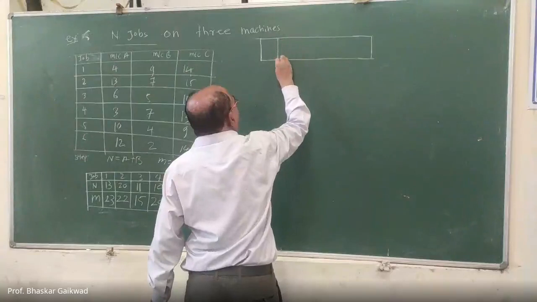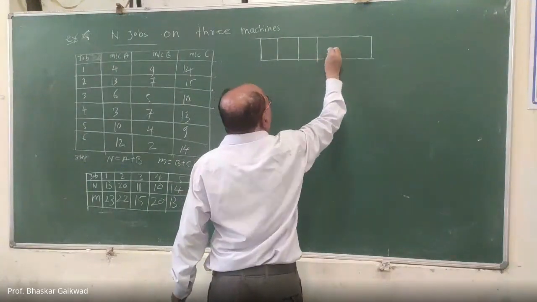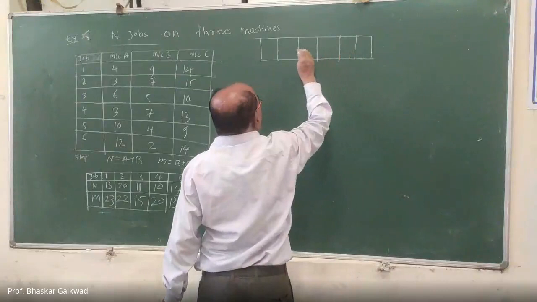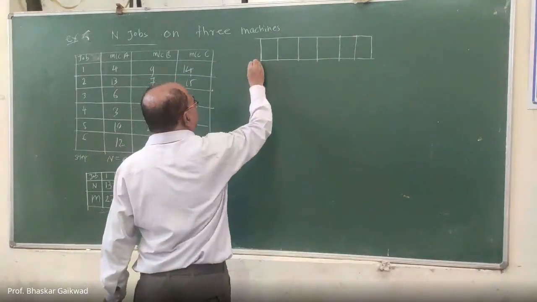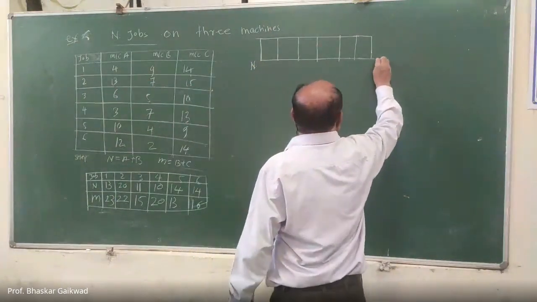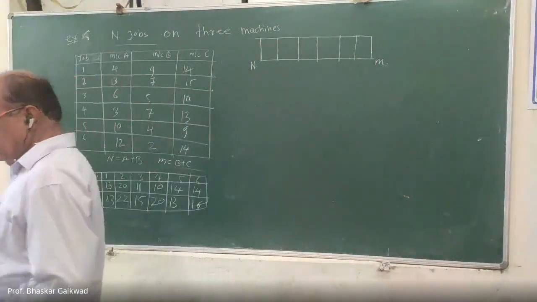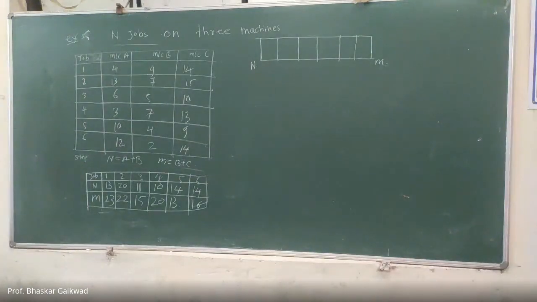So here it is: 1, 2, 3, 4, 5 and 6. Let us say N will be here and M will be here. First you have to find the lowest value. Which is the lowest value among these? I think 10 is the lowest value. Am I correct? So 10 is the lowest value.